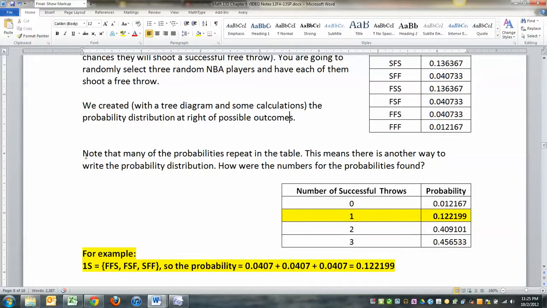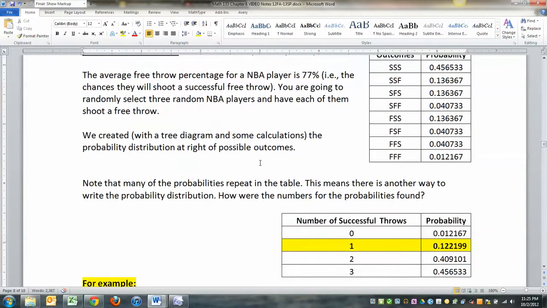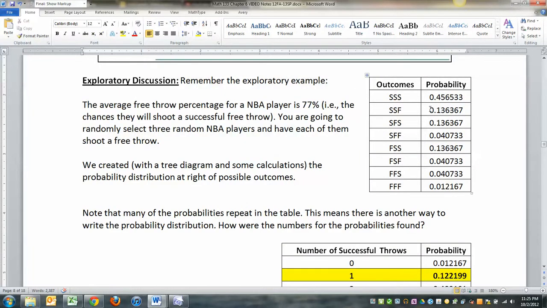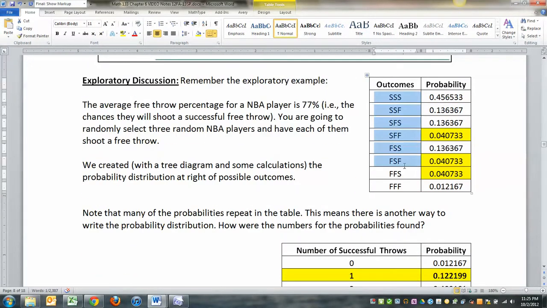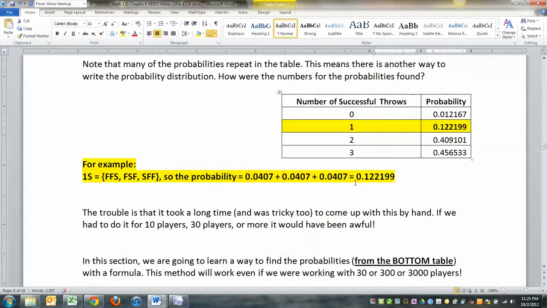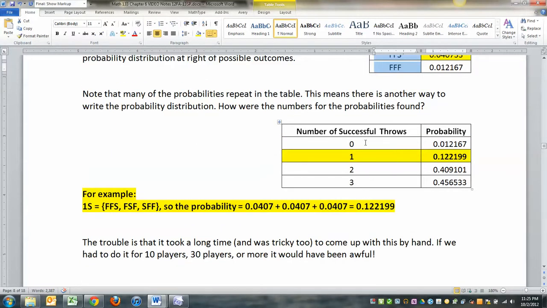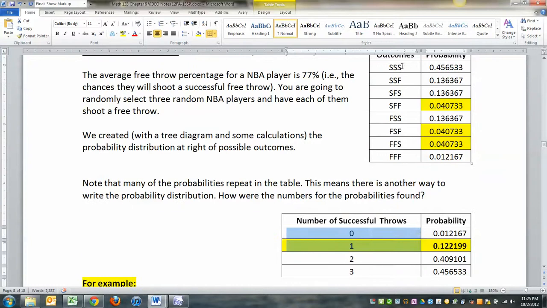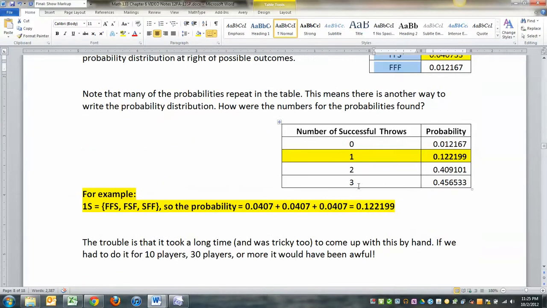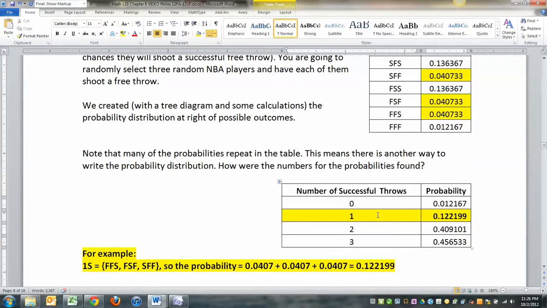Now, notice that many of the probabilities repeat in that table. So if you look here, you can see the 0.0407 right there, and then another 0.0407 and another one right there. See them? Those were the ones that had 1 success and 2 failures. So what I could do is, instead of writing it this way with 8 separate outcomes, I could write the number of successful free throws. Remember, we learned that technique, changing it from individual recordings, if you will, to just the vast number of them. You know, there was 1 success, there were 2 successes, and so on. We learned that way back in section 5.1, I believe.